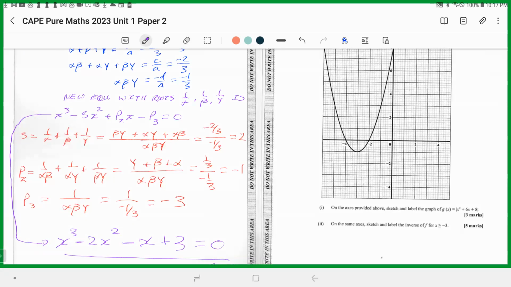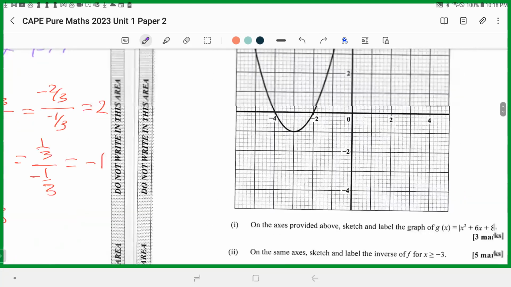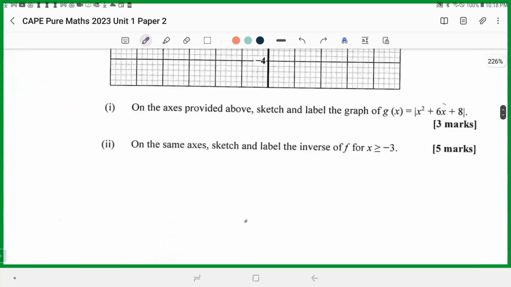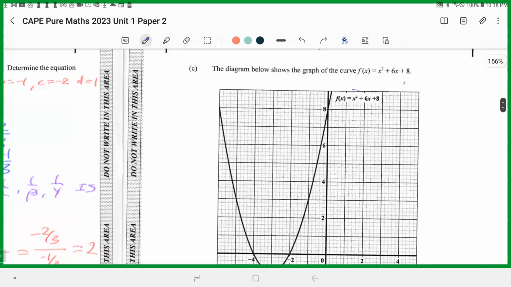All right. First thing I want us to do is on the axis provided above, which is the same axis, same graph, we want to sketch and label the graph of g of x. What did they give us? They gave us f of x, right? Yes, they want us to sketch g of x. Oh, this is the modulus. Wow. So remember, the modulus is when you take the original, the same function, but they put the modulus around it. All right? So it's a transformation of this graph, really.